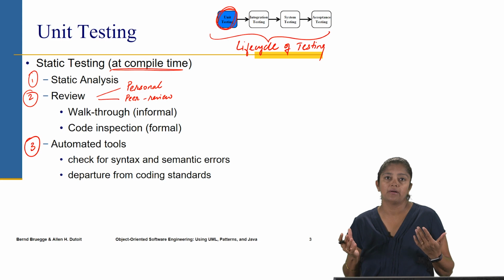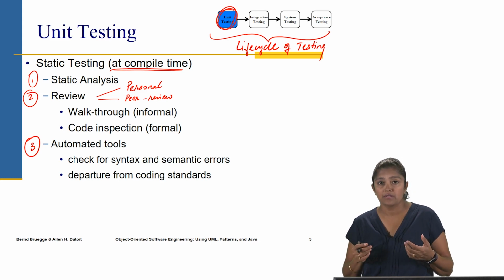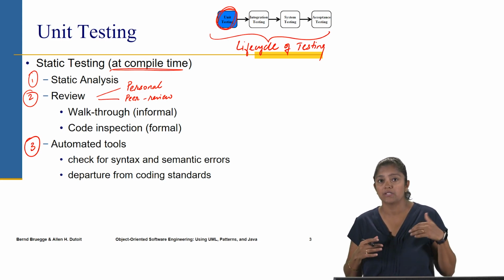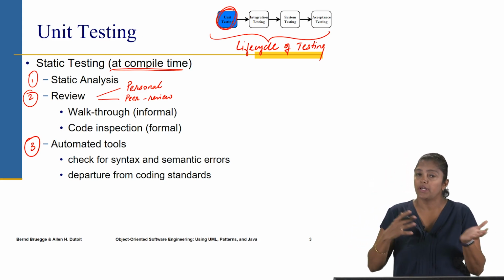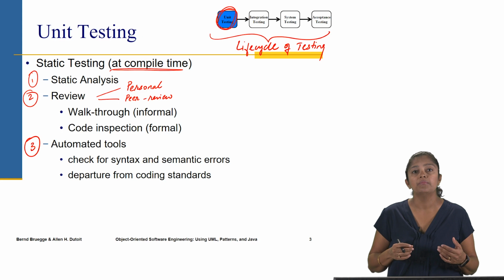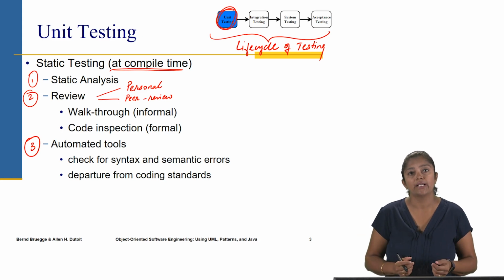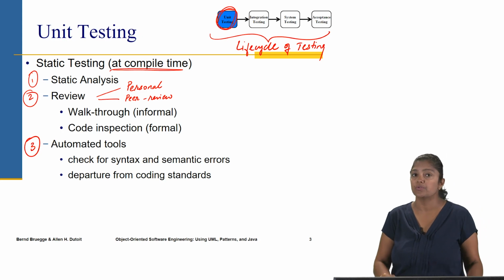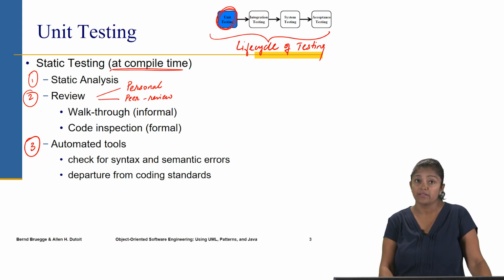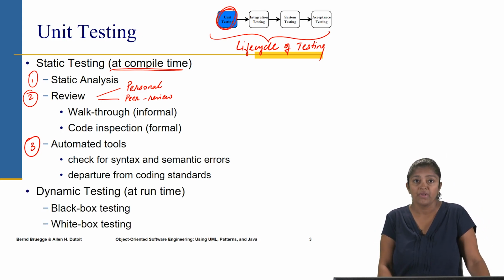syntax or semantic errors. Coding standards could be checked, coding guidelines can be preset in these tools, so that all of the developers in the team comply with those guidelines and follow those guidelines. So we will look at a few of those tools. So basically this is static testing that's done at compile time.